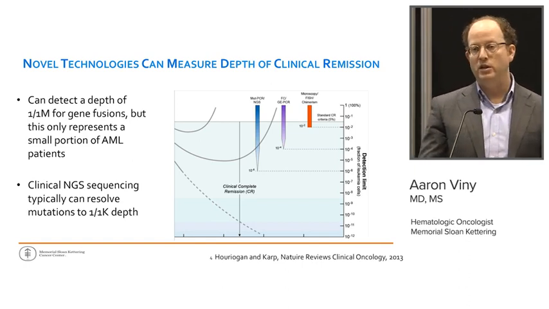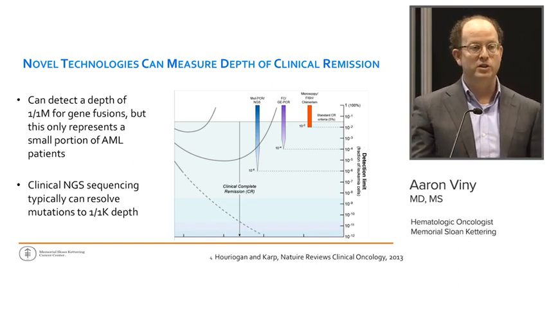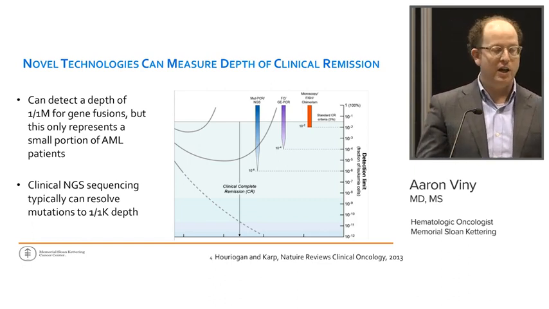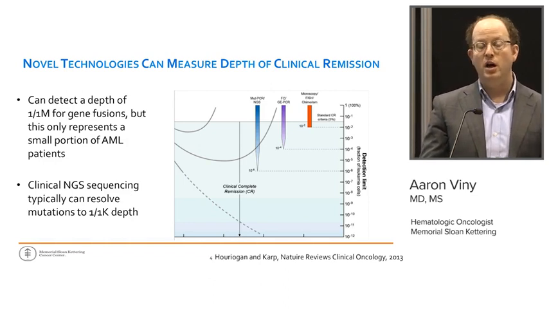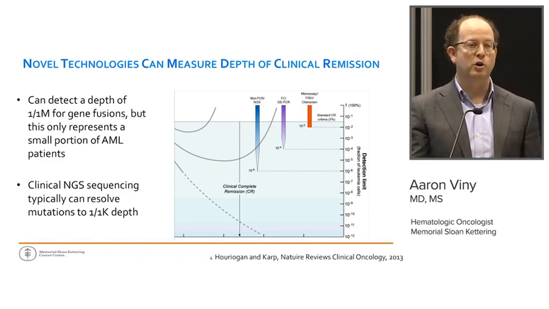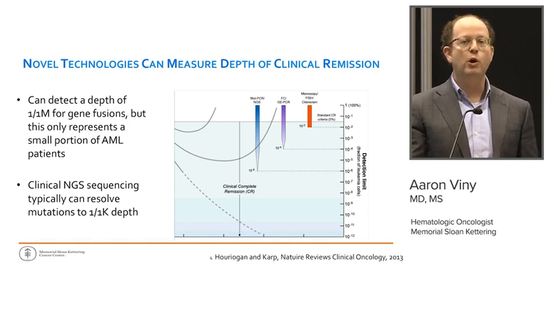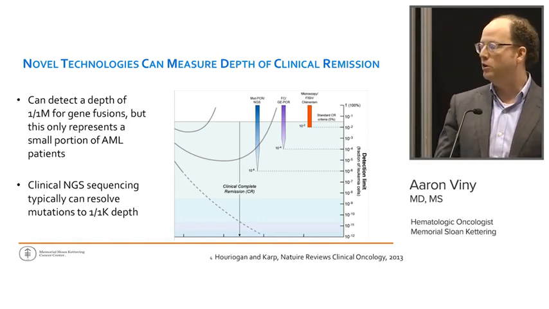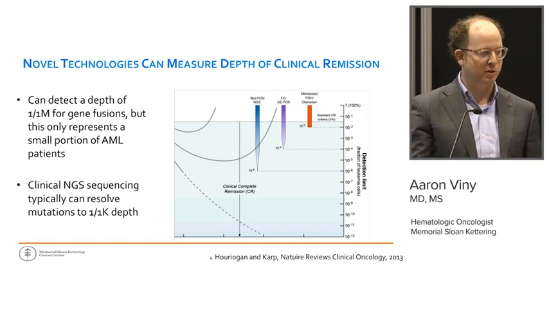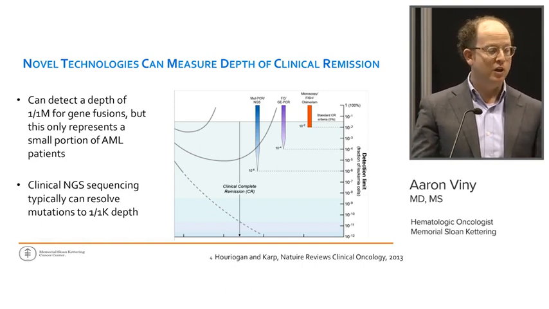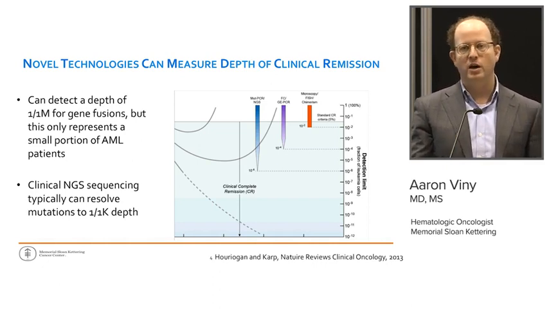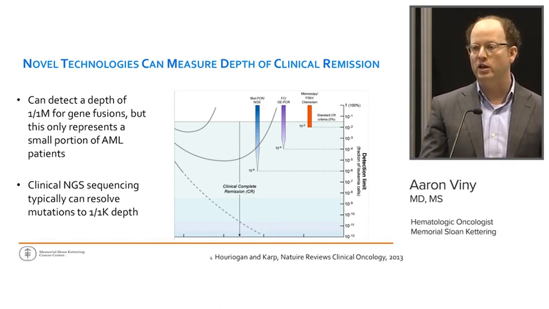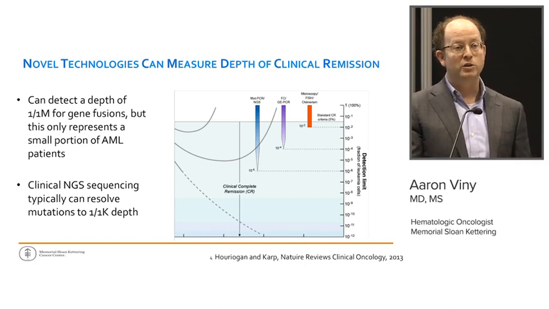Of course, now in the era of next-gen sequencing, RT-PCR for certain fusion proteins, and flow cytometry with 10-color lasers, we now are able to determine the depth of response far beyond the depth that we can appreciate with immunohistochemistry. And so with these technologies, we can roughly get to about 10 to the minus fourth depth with next-gen sequencing, and farther depth with RT-PCR.